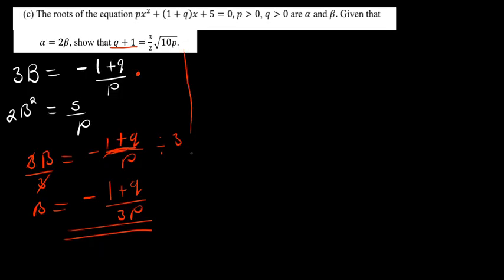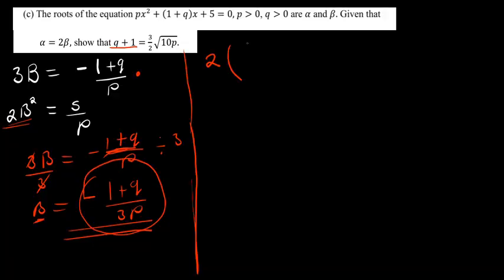So I'll go to the second equation, which is here. I'll get that one, that is 2. Then where there is beta, I'll replace with that. So I'll say negative 1 plus b over 3b, like that, equal to 5 over b, like that.